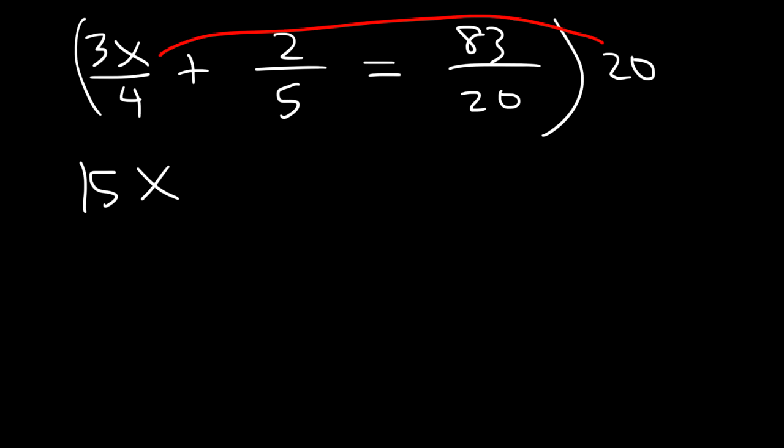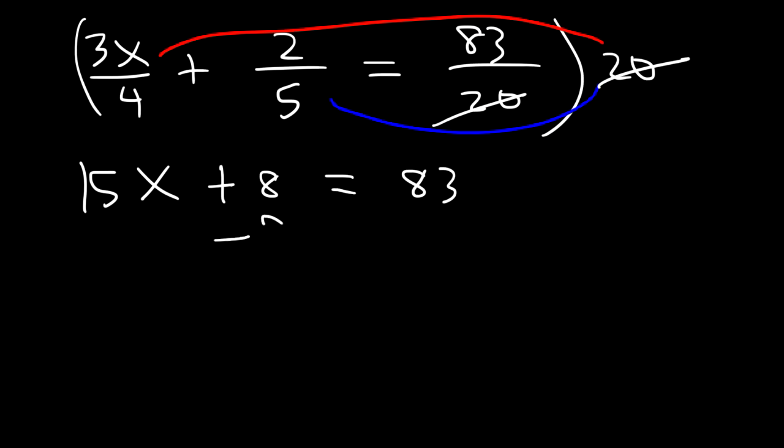Now what about 2/5 of 20? Well, if we take 20 divided by 5, that will give us 4, and then 4 times 2 is 8. So 2/5 of 20 is 8. Now if we multiply 83 over 20 by 20, the 20s will cancel, giving us 83.